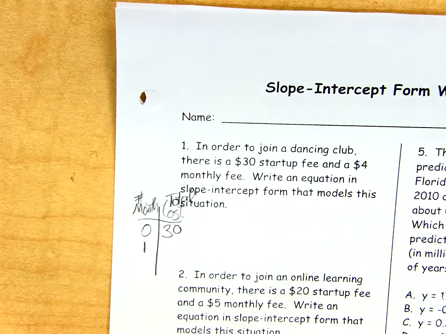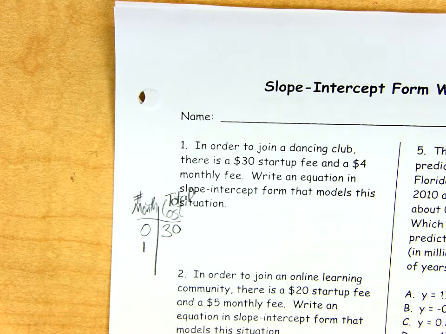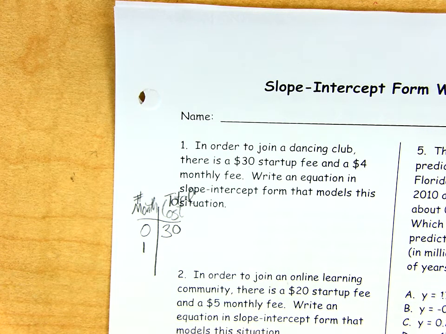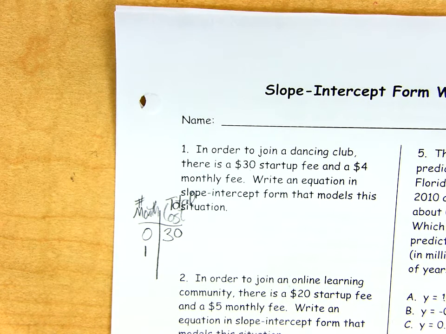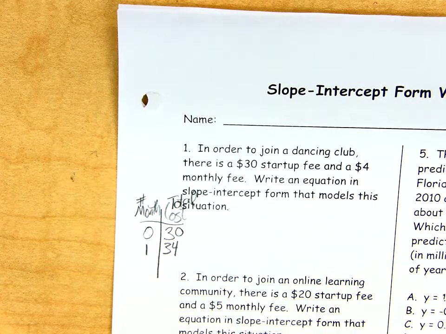Okay? After that first month, now how much total have I paid to this dancing club? Do I have to pay that $30 every month? No, just that one time. But now I have to start paying $4 every month to stay in the club. Does that make sense? So after that first month is complete, I would have spent the $30 from the initial startup plus $4 more. So now I've forked over $34 in total to them.